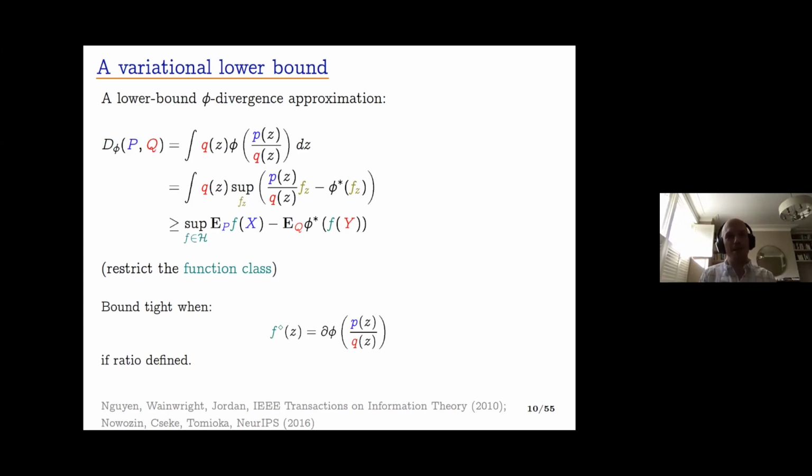This bound is going to be tight at a function f diamond, which is equal to the subgradient of phi evaluated at the ratio of p to q. So if phi is differentiable, this is just the gradient of phi evaluated at the ratio of p to q, as long as that ratio is defined. All right, so this is the lower bound on the phi divergence that we're going to be using.